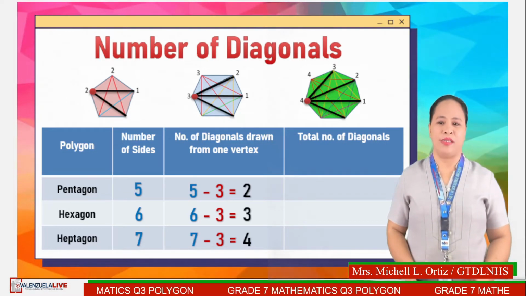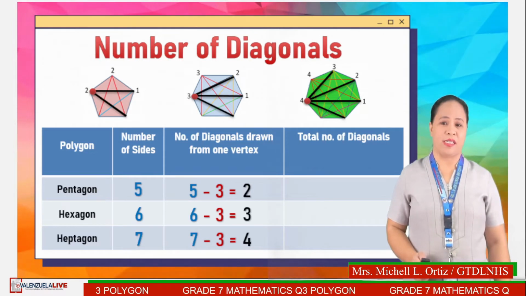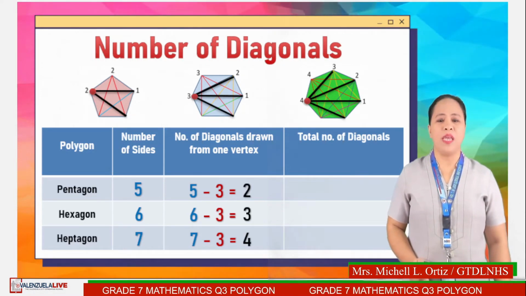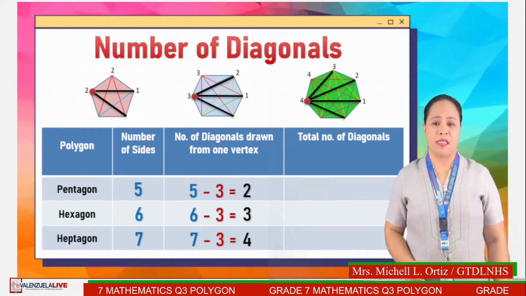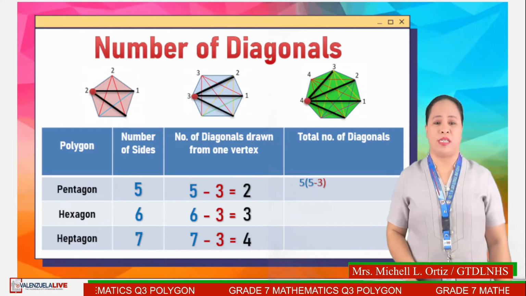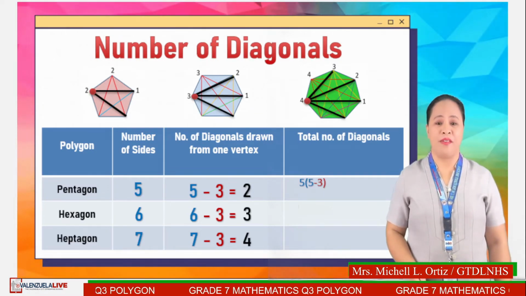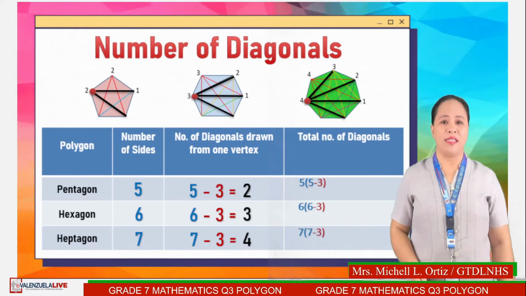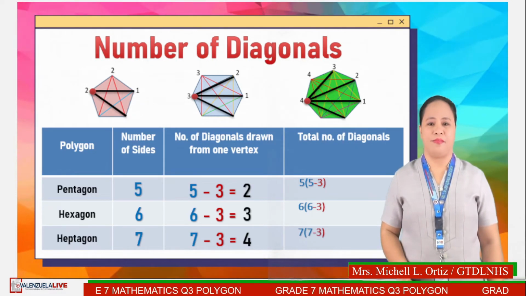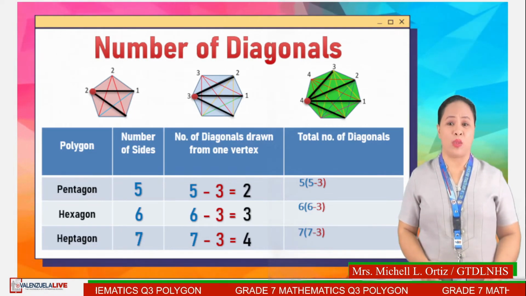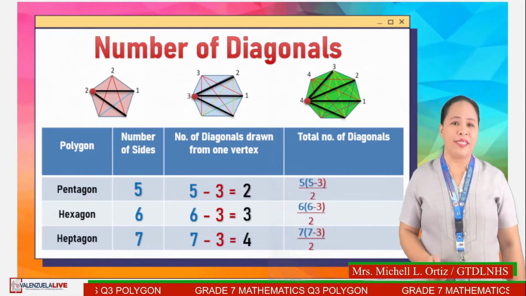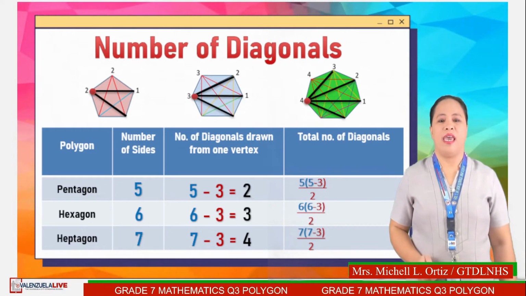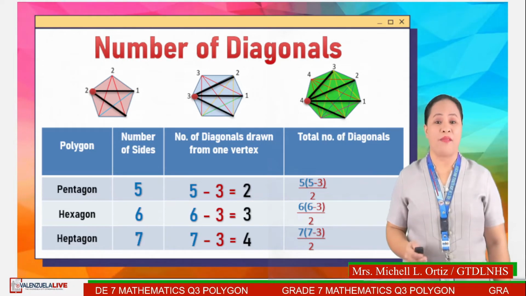As you can see, in a pentagon there are only 2 diagonals in every vertex, 3 diagonals in a hexagon, and 4 diagonals in every vertex of a heptagon. Multiplying the number of diagonals that can be drawn from one vertex by the number of vertices, we have 5 times the quantity of 5 minus 3, 6 times the quantity of 6 minus 3, and 7 times the quantity of 7 minus 3. But only half of these diagonals were actually drawn. That is why we have to divide this product by 2, so as not to repeat the count of the diagonals and obtain the number of diagonals that we have actually drawn.